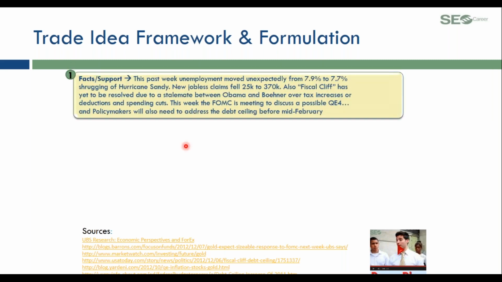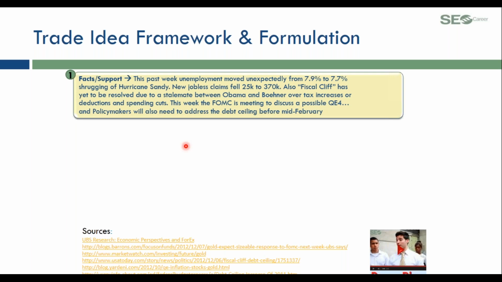So let's go over some of what we discussed earlier. When you're forming a trade idea, this is an example of some facts or support that can go into it. This past week, and this is just anecdotal, not relevant, more like a data presentation slide, unemployment moved from 7.9% to 7.7%, shrugging off Hurricane Sandy. New jobless claims fell 25K to 370K.